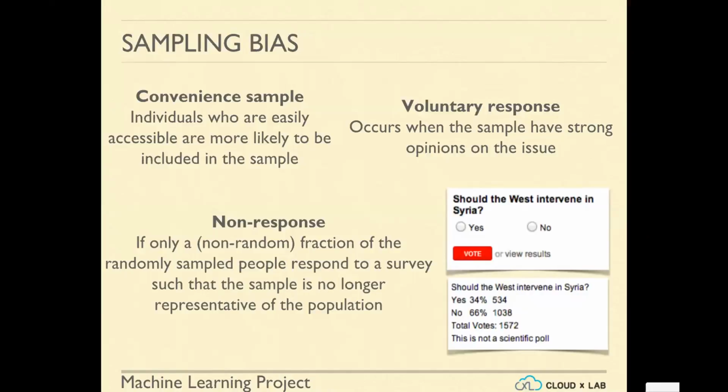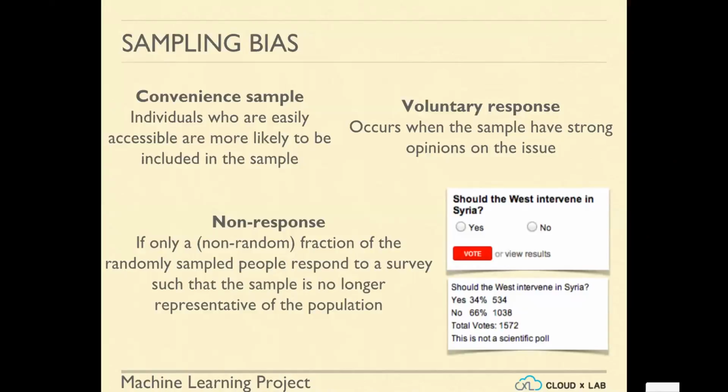So when the sample you're picking has strong opinions about the matter, you will also face the situation where people with strong opinions on a topic will come forward and try to answer more. This is called voluntary bias.